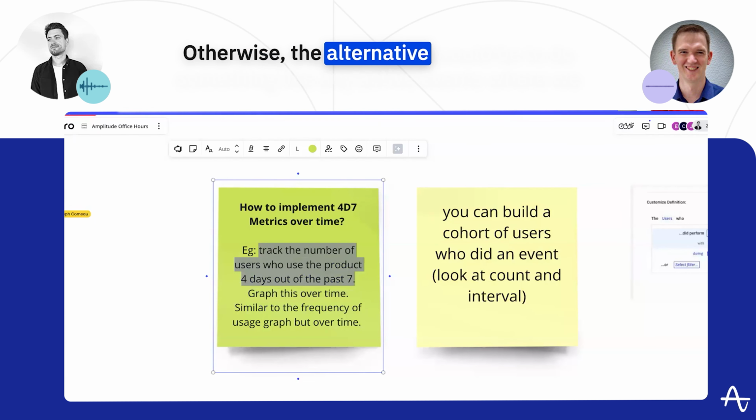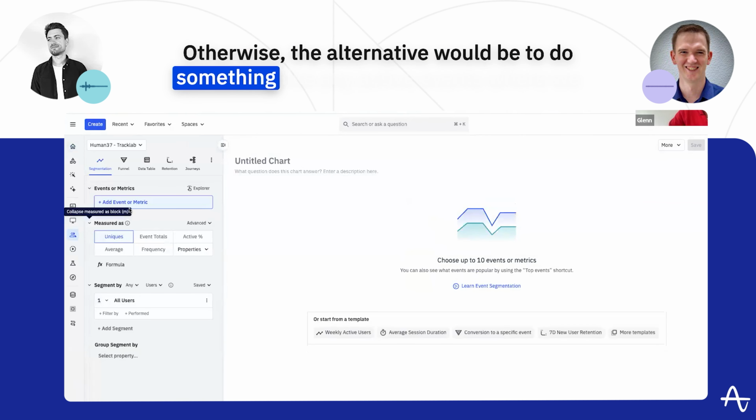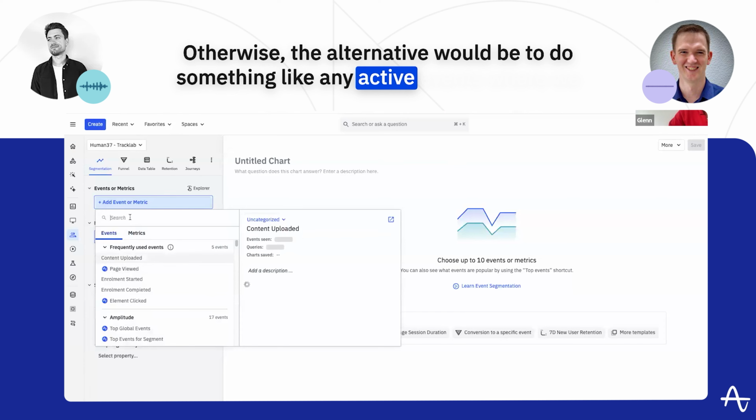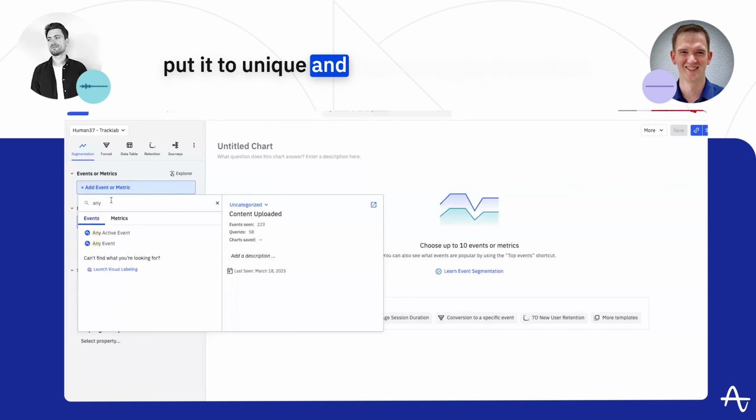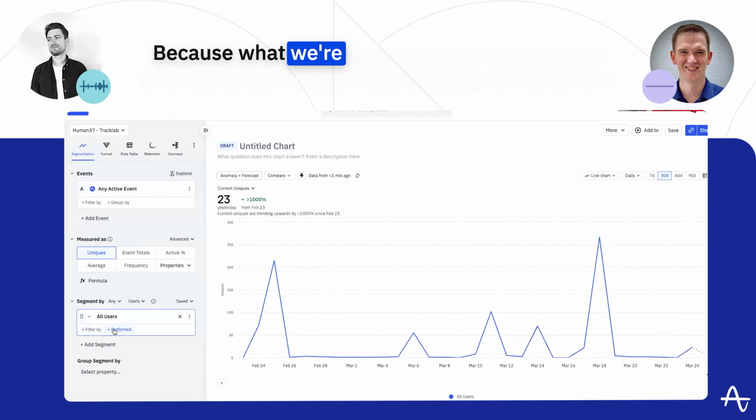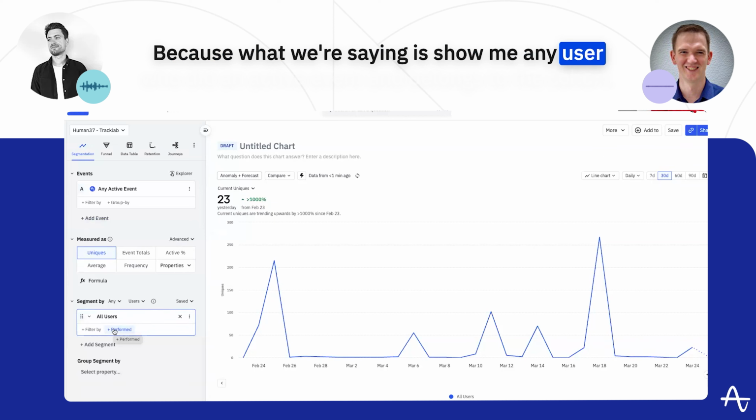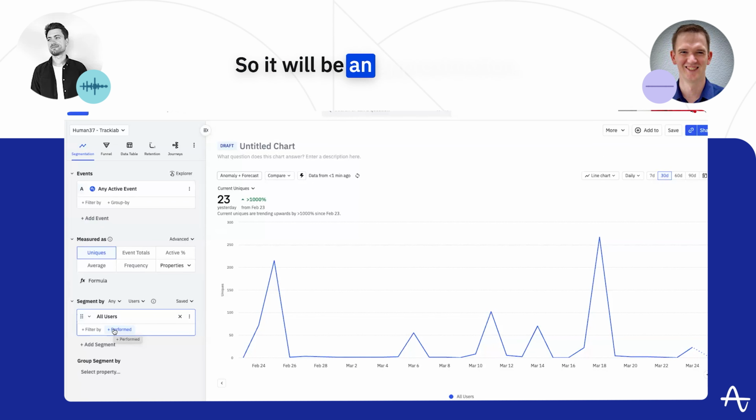Otherwise, the alternative would be to do something like any active event where we put it to uniques and then we apply the cohort. Because what we're saying is, show me any user who did an active event and belongs to the cohort. So it will be an approximation.